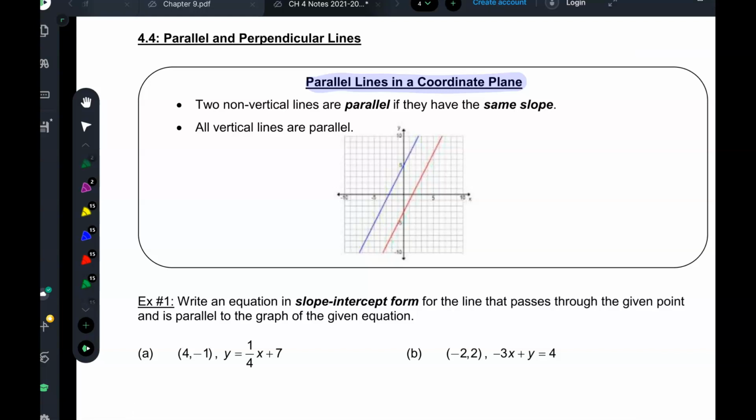Okay, let's take a look. Parallel lines in the coordinate plane. Specifically, this has to do with the slope, because we've been working with equations of lines and slopes of lines. Two non-vertical lines are parallel if they have the same slope. Take a look at these two lines. Another way to describe parallel lines is two lines that never intersect. They're never going to get closer to each other. They stay parallel forever and ever.